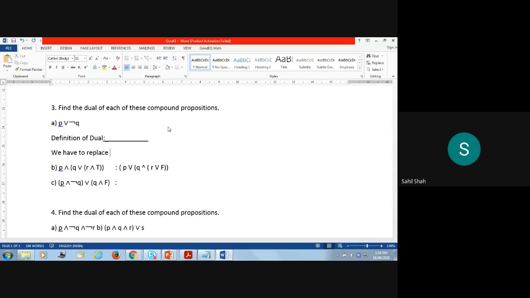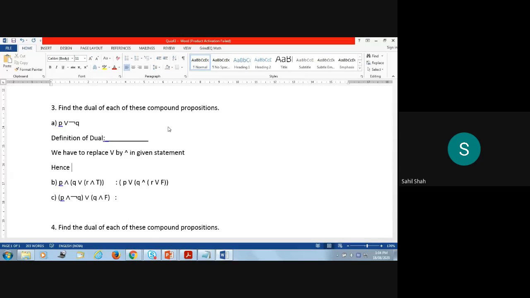replace disjunction by conjunction and conjunction by disjunction in the given statement. Hence, the answer is B, disjunction negation. This is the way in which I am expecting the answers for each and every question. If you are writing like this, you will not get a single mark. I need a definition of dual written everywhere whenever there is a question in the examination. Is it fine?